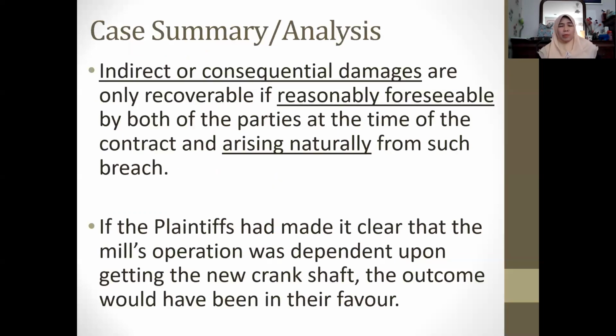So this is the analysis from the case, because the case is a landmark, so very important. Basically from the case, we learned that indirect or consequential damages are only recoverable if reasonably foreseeable by both of the parties at the time of the contract and it arises naturally from such breach. And if the plaintiff, Hadley, had made it clear that the mill's operation was dependent upon getting the new crankshaft, then the outcome would have been in their favor, if they had made it clear to the defendant, so that they can claim for whatever lost profit.